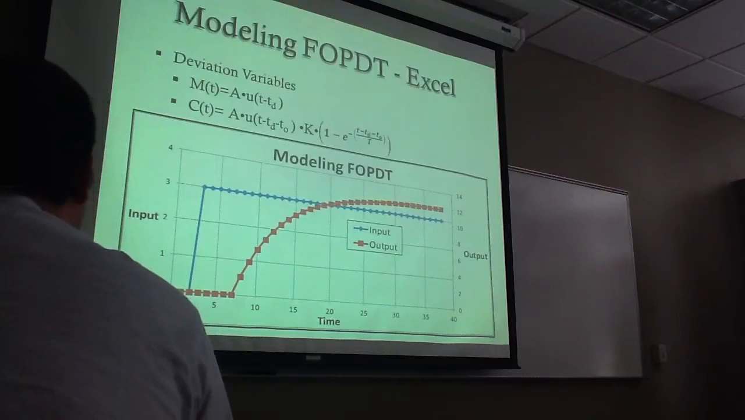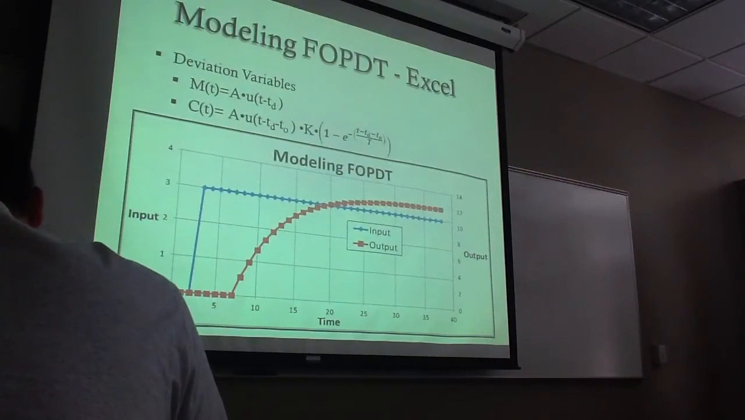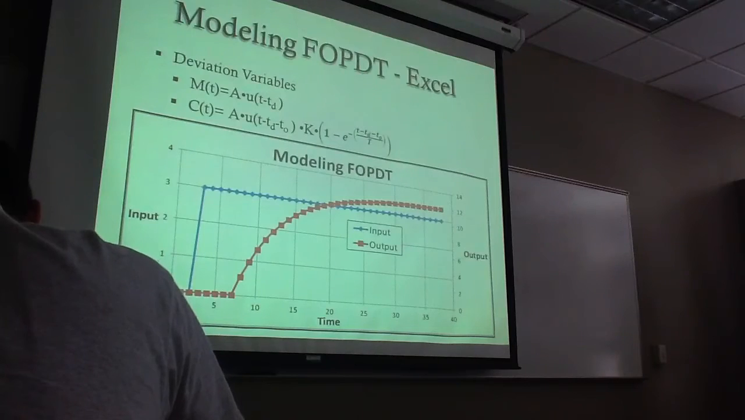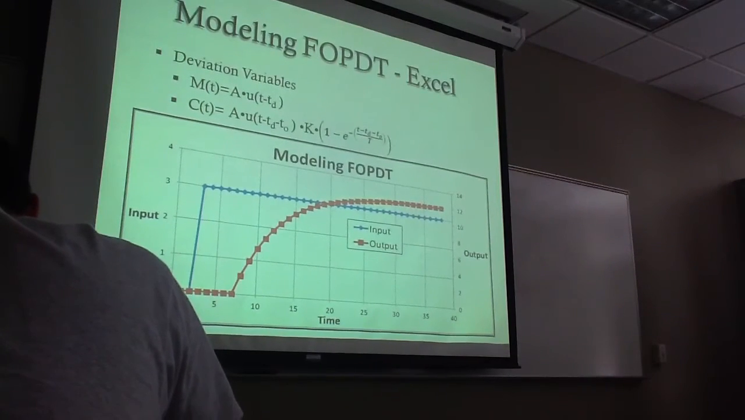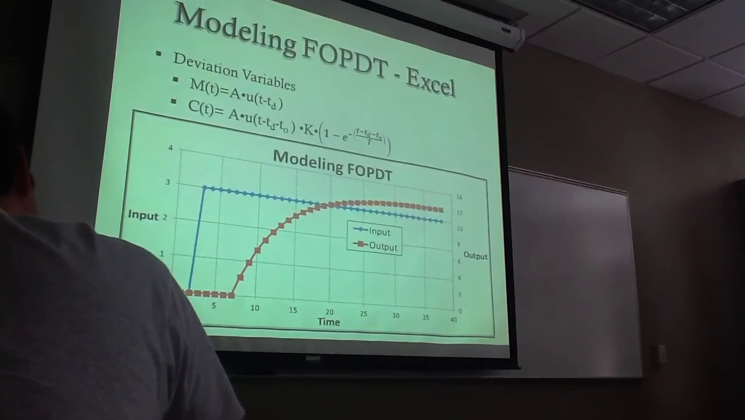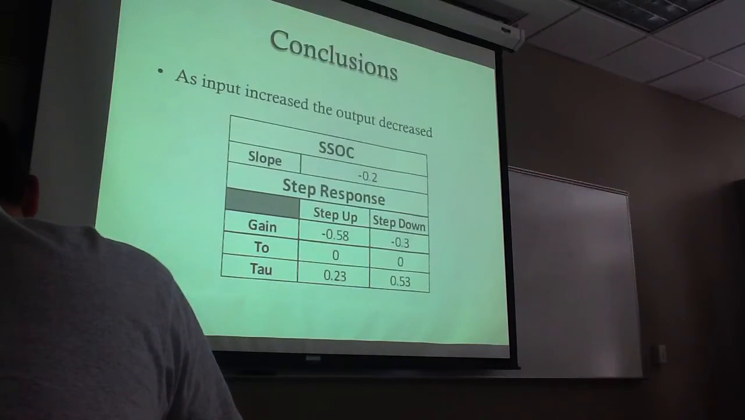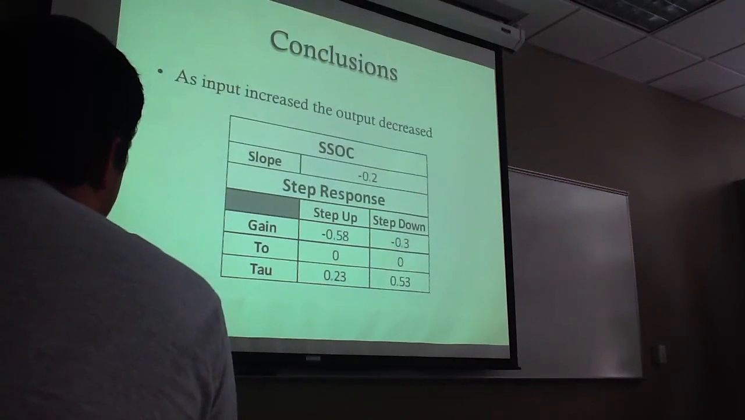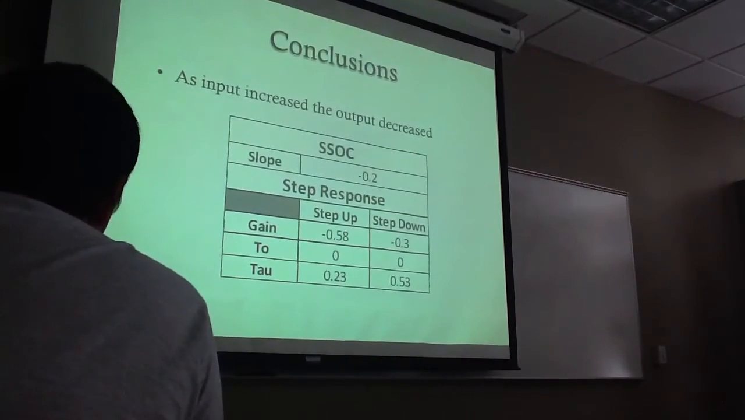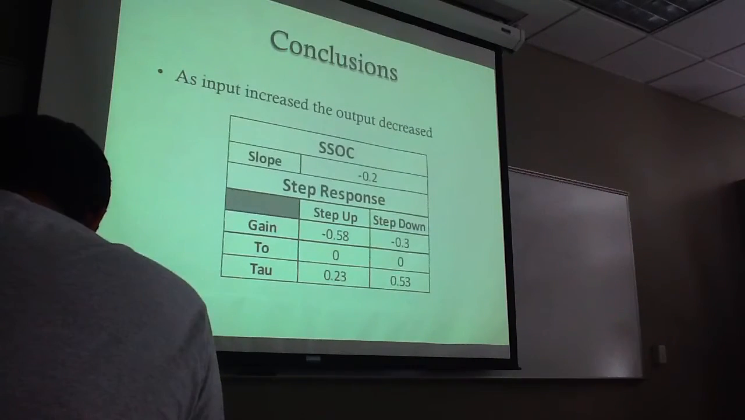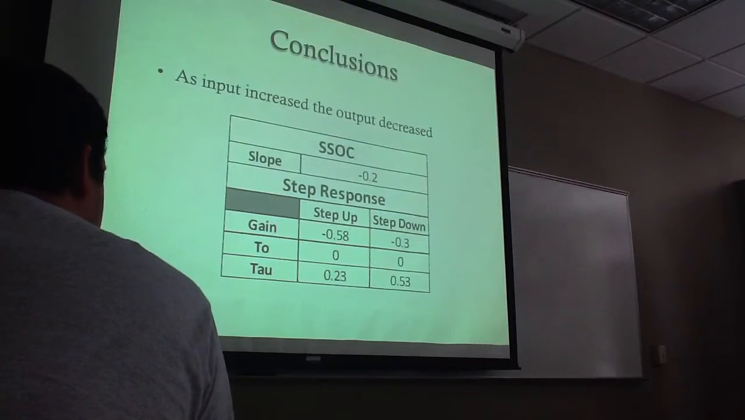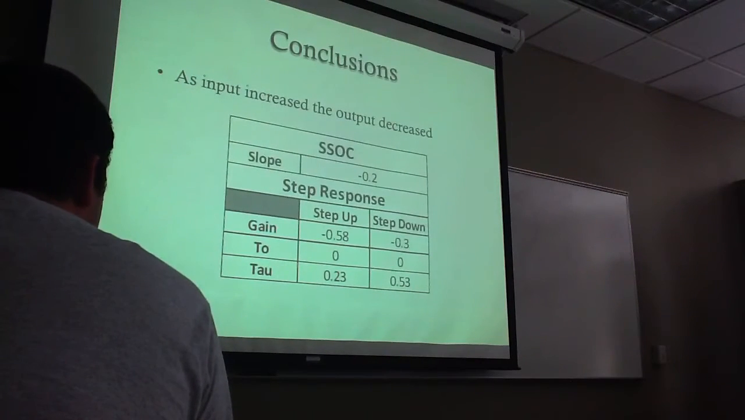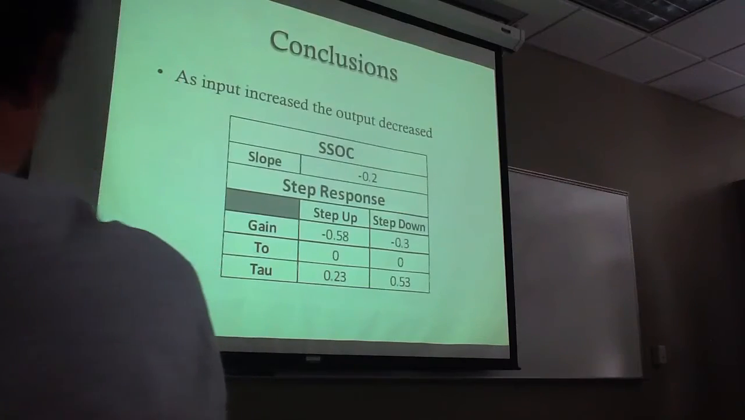For the modeling FOPDT, we were given two deviation variables. We plugged them into Excel, we plotted them, and this is the graph that we got from that. Just to restate what I said, the reason we had a negative slope for our steady state operating curve is because as our input went up, our output in degrees Celsius went down because the cooling fan was running at a higher speed. And then these are our numbers that we got for the gain, dead time, and our time constants for step ups and step downs. And that's it.